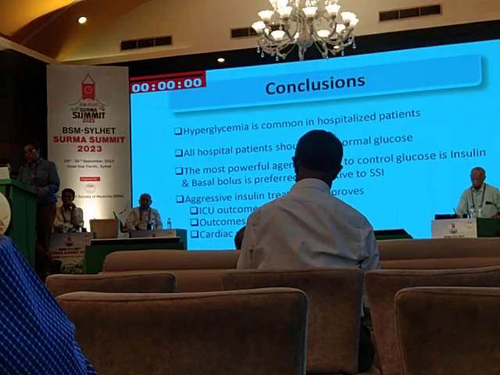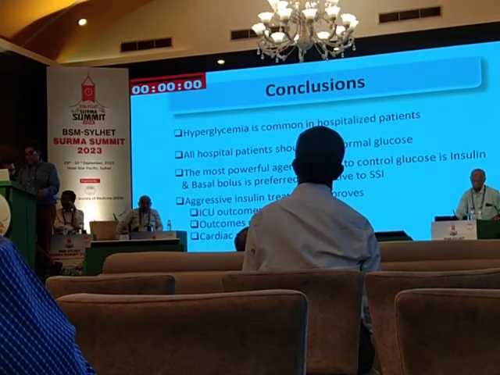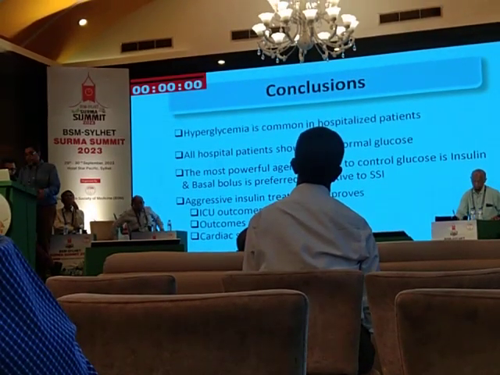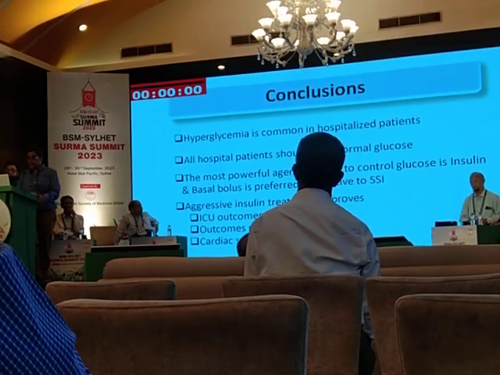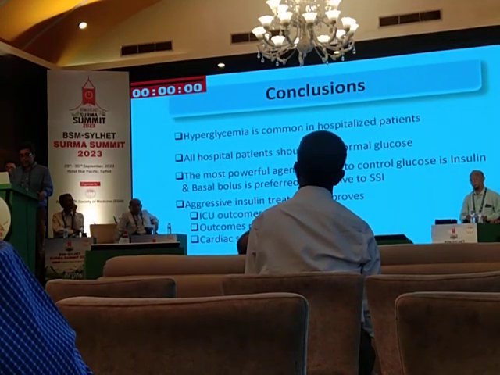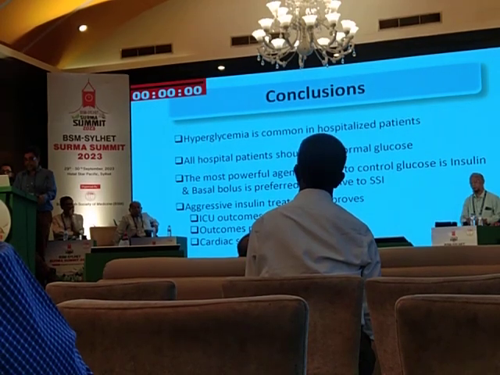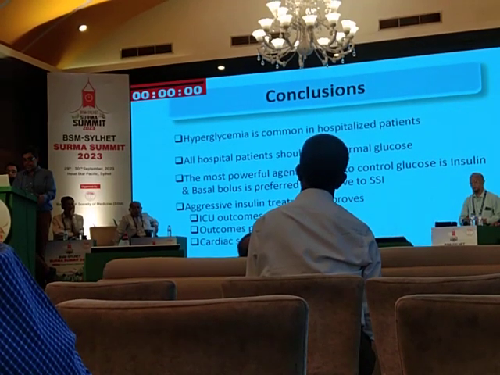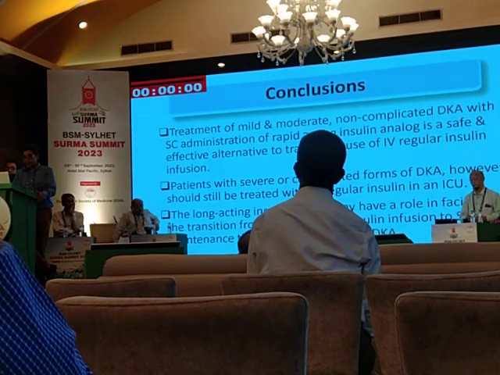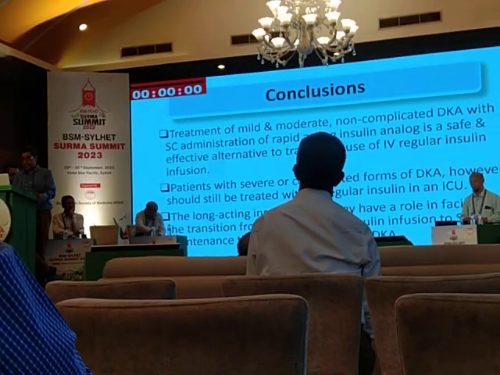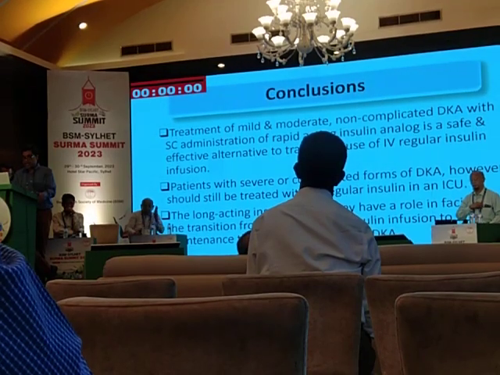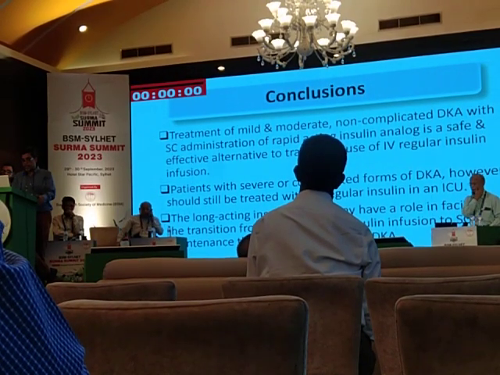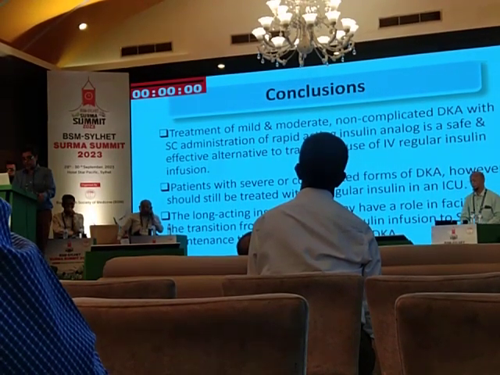In conclusion, hyperglycemia is common in hospitalized patients. All hospital patients should have a normal blood glucose level. The most powerful agent to control glucose is insulin, and basal bolus is the preferred alternative to sliding scale therapy. Aggressive insulin treatment improves ICU outcomes in post-traumatic patients and cardiac surgery outcomes. Treatment of mild, moderate, and uncomplicated DKA with subcutaneous administration of effective insulin is safe, effective, and an alternative to the traditional use of IV insulin infusion.